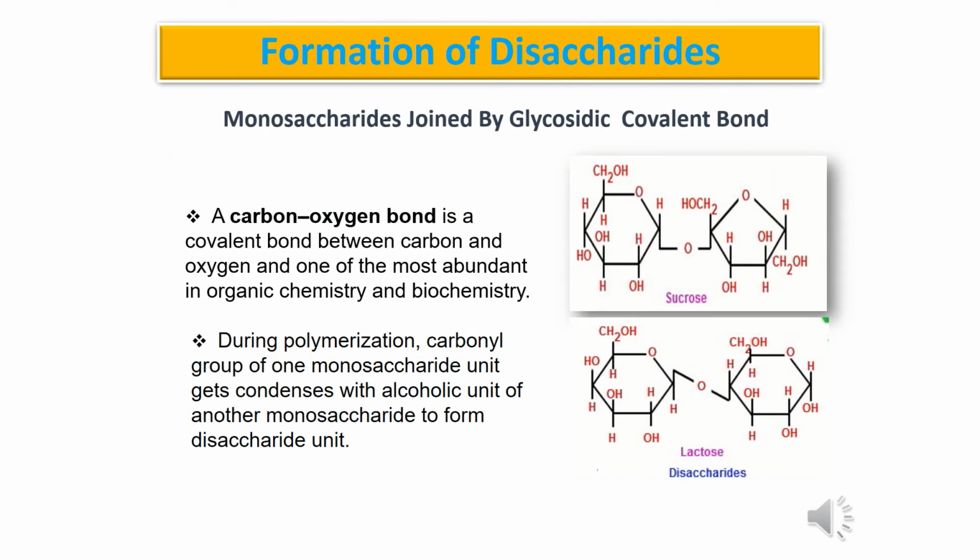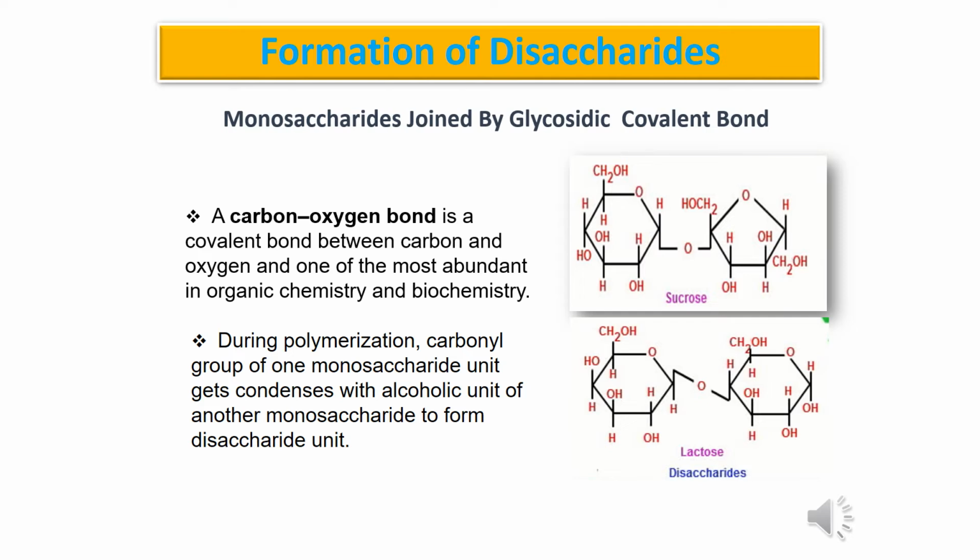So here is an example for disaccharides and their formation. As I told you earlier, it is the product of two monosaccharides joined by a glycosidic covalent bond. You can see the structure of sucrose on the right side. It is formed by the fusion of glucose and fructose.